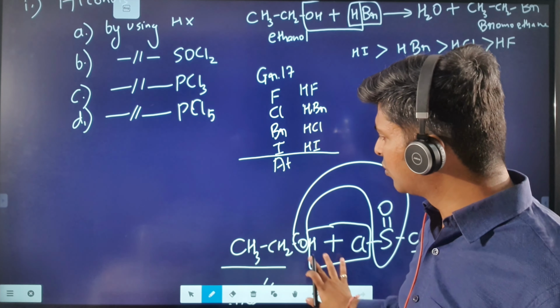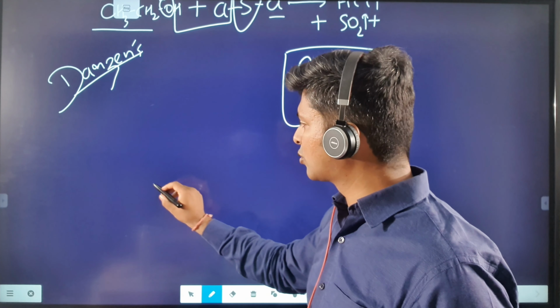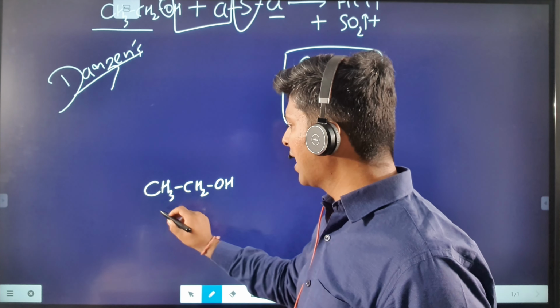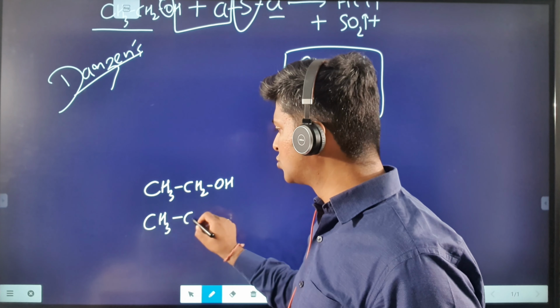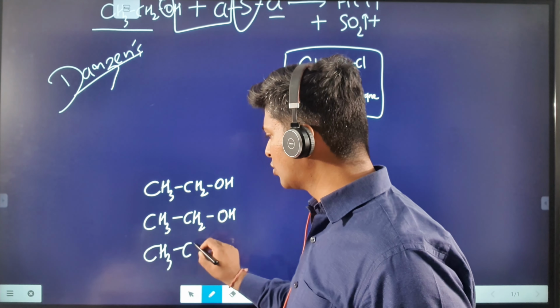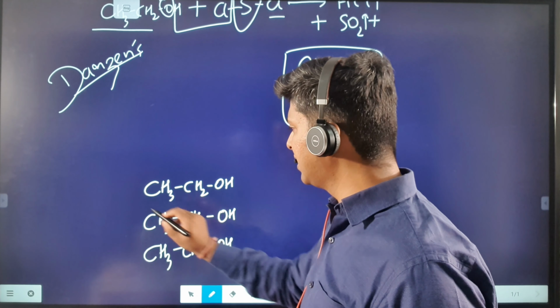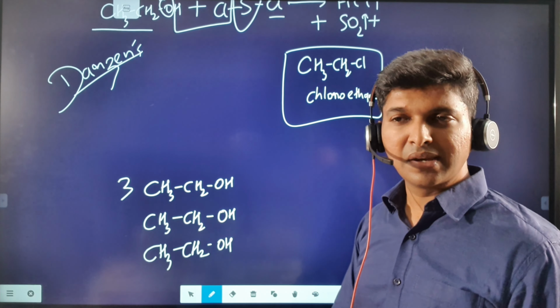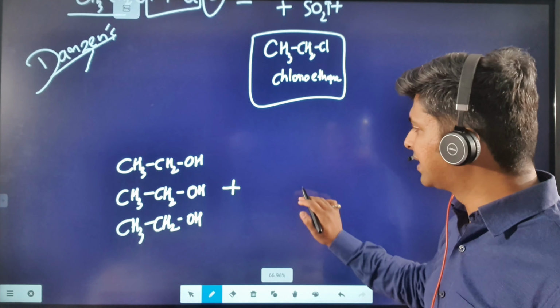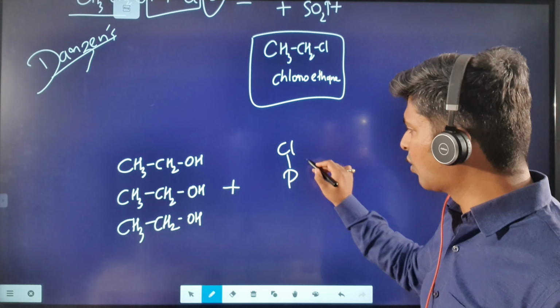Then we are going to use PCl3. Now let's talk about PCl3. Again, I'm going to take our standard alcohol, ethanol, and while using PCl3, I will require 3 moles of alcohol. Can't you simply write 3 like this? Yes, I can write simply 3 like that, but I need to explain something in detail. That's why I'm using 3 times ethanol.